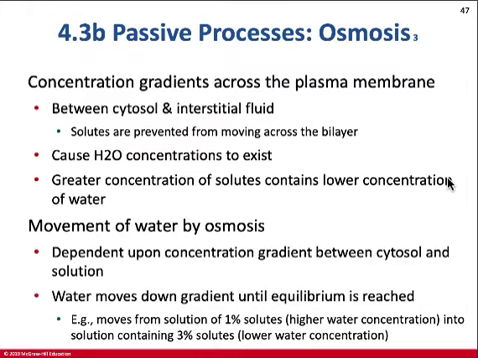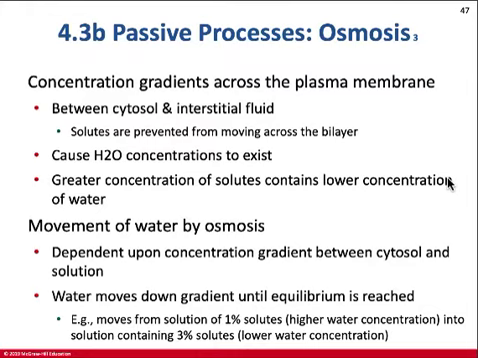Concentration gradients across the plasma membrane determine the rate at which this occurs. It causes water concentrations to differ on one side of the membrane or the other. The greater concentration of solute is going to pull the water towards it. Movement by osmosis is dependent on the gradient between the cytosol and the solution. The water will move down the gradient until an equilibrium is reached.